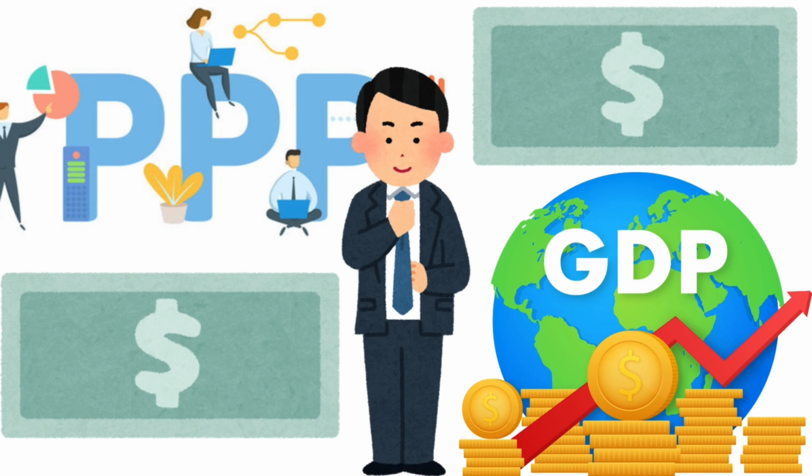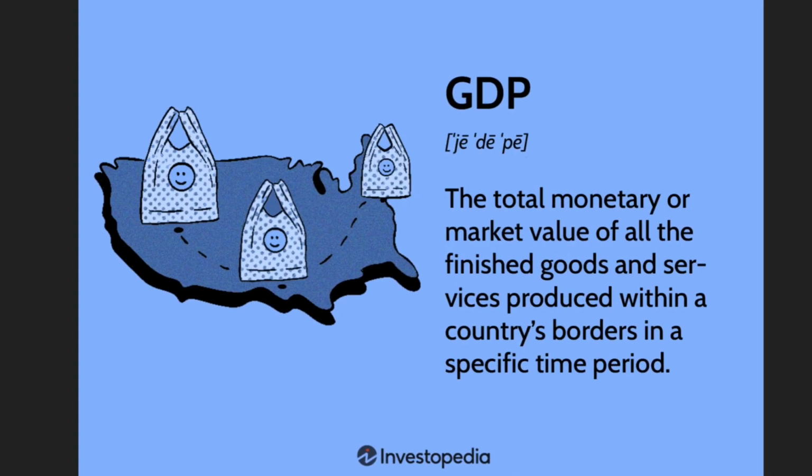Today we're diving deep into two of the most potent economic metrics, GDP and PPP. We're going to break down what they mean, how they're calculated, and why they matter. Plus, we'll explore their pros, cons, and some real-life examples. So stick around whether you're an economics buff or just curious about how we measure a country's prosperity.